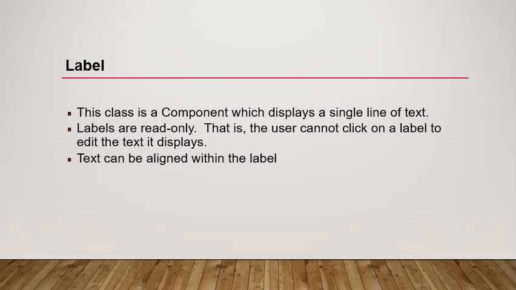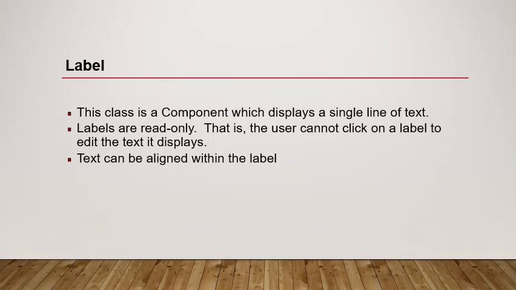Before we apply an event on a component, we need to understand what the various components available are, and out of all these AWT components, on which ones an event is applicable. First we'll start with the basic components like label and button, then text field and text area, then checkbox, then how to design a radio button in Java, then how to design a list box in Java, and then various layout techniques.